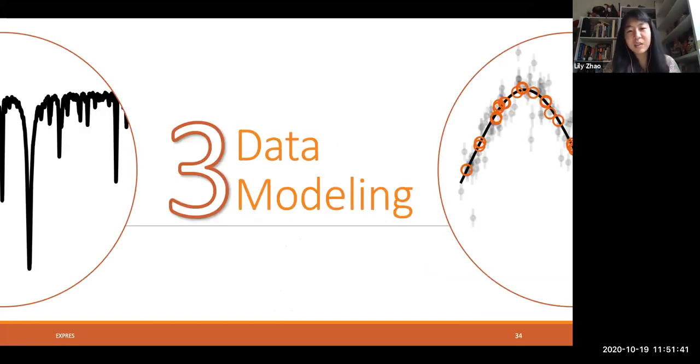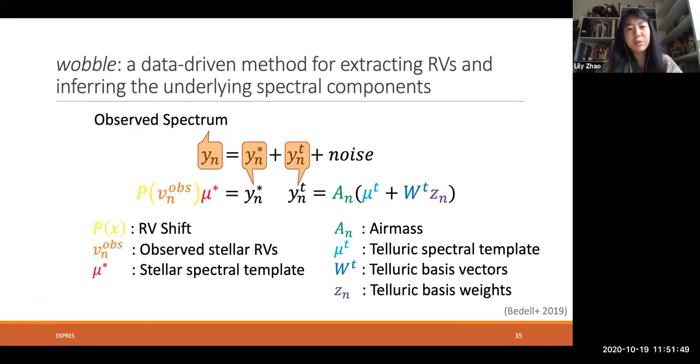For the data modeling, we've also been trying to move to a more empirical approach, with the theme of letting our data tell us what we need to know. For this, we've started using wobble, which is a data-driven model for extracting RVs, but you can also use it to infer the underlying spectral components.